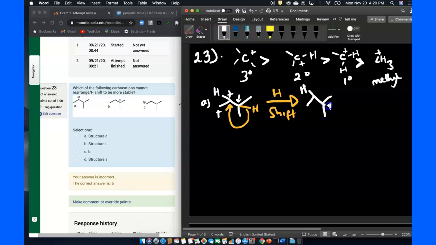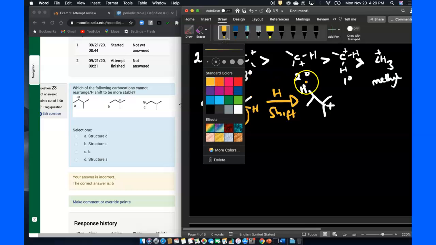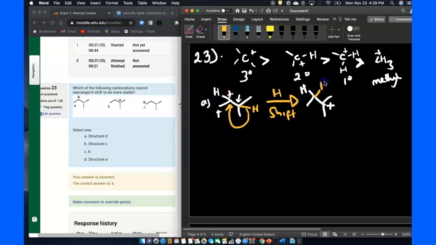The plus sign will come here. The hydrogen that moved will neutralize the plus charge. So basically this structure can be simply drawn like this without showing the hydrogens. Now it has become tertiary and it's more stable than how it was as secondary. So A can rearrange. So that's not the answer. The question is, which of the following cannot rearrange to be more stable? So this can do it. So that can do it.